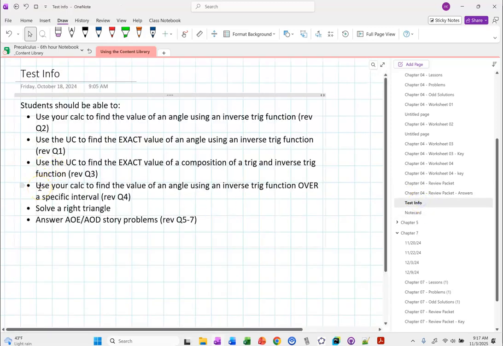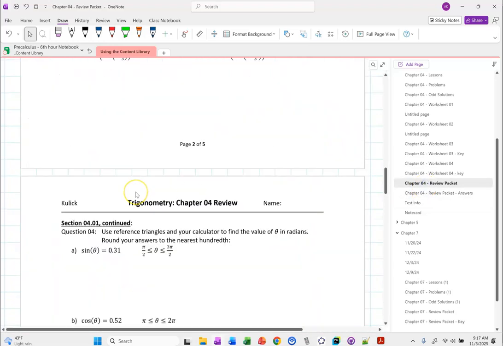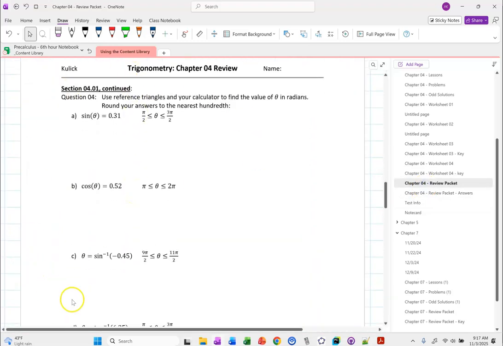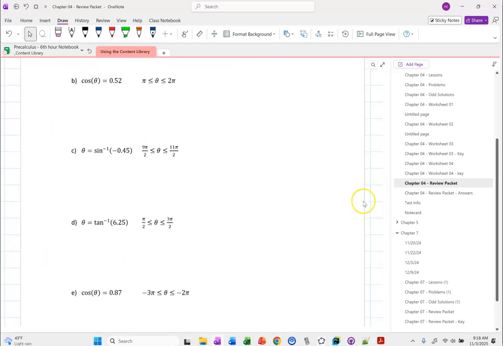You should be able to use your unit circle to find the value of an angle using an inverse trig function over a specific interval, like review question number 4. So if I go and look at question number 4, you'll have some problems like this.